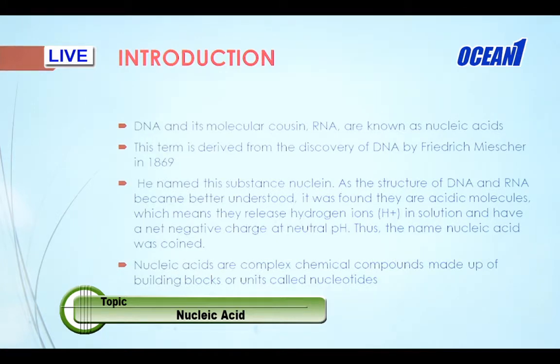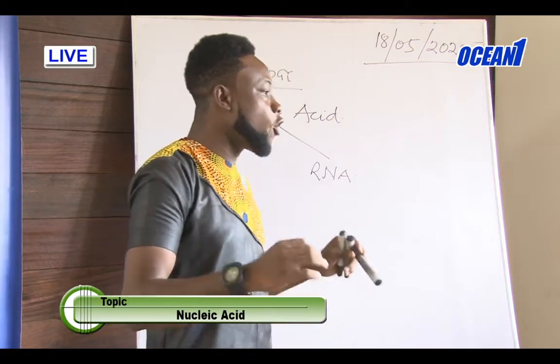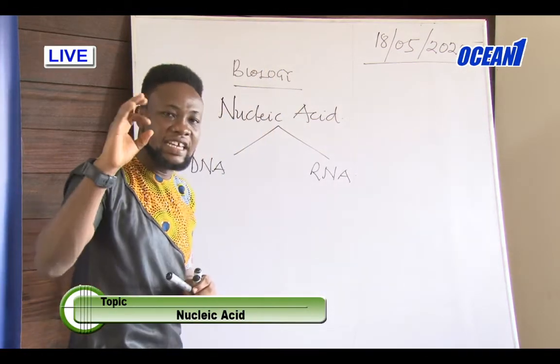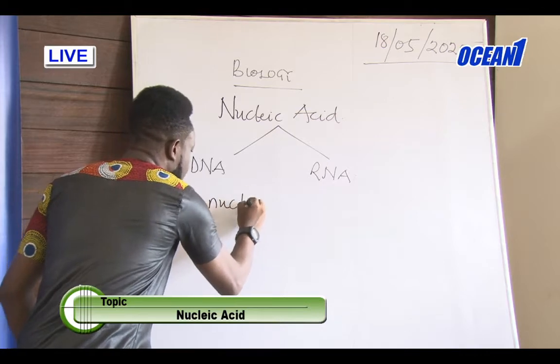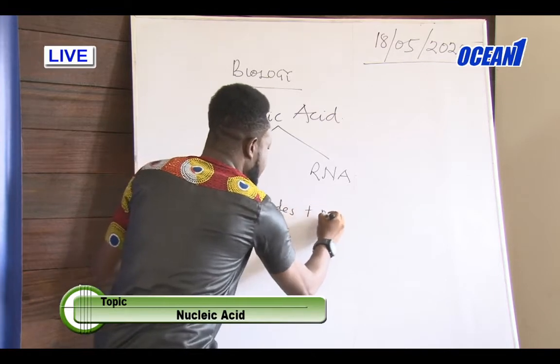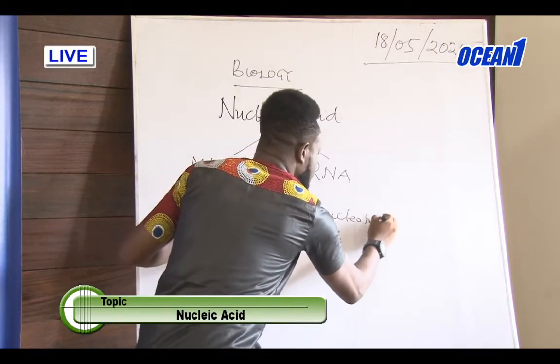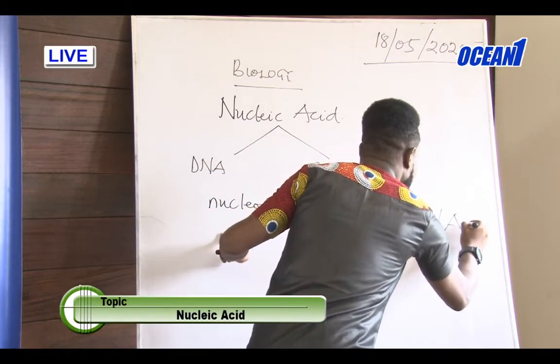So let's try and coin a definition for nucleic acid. We can say that nucleic acids are complex chemical compounds, and they are made up of building blocks called nucleotides. So when different nucleotides come together, one nucleotide plus another nucleotide, then we get our nucleic acid.